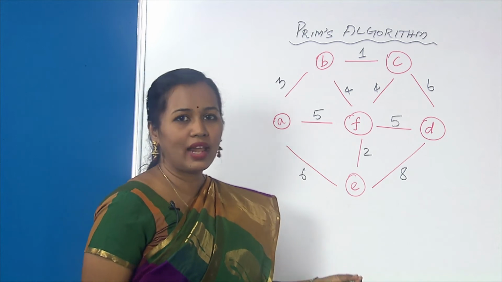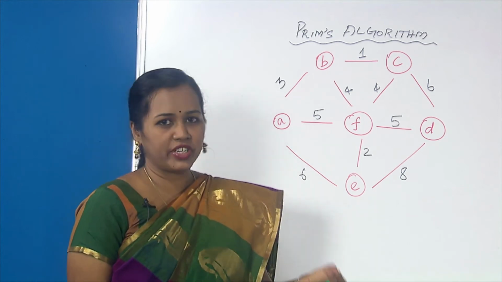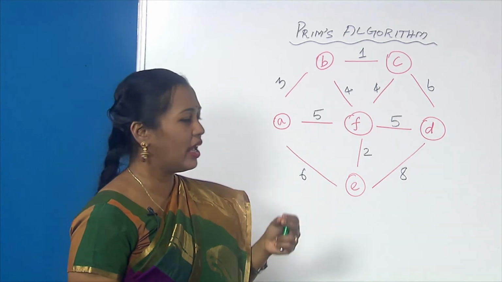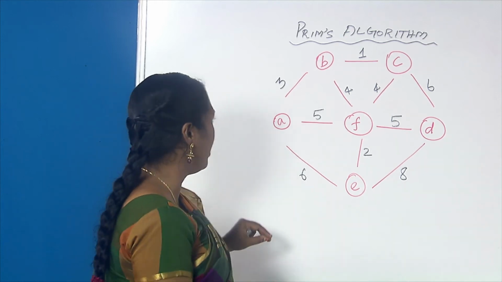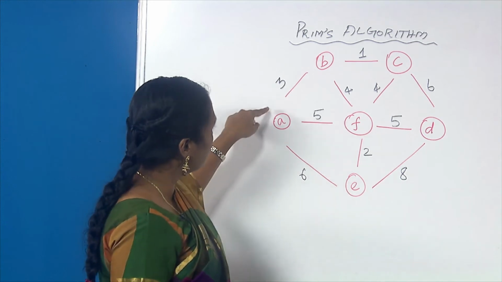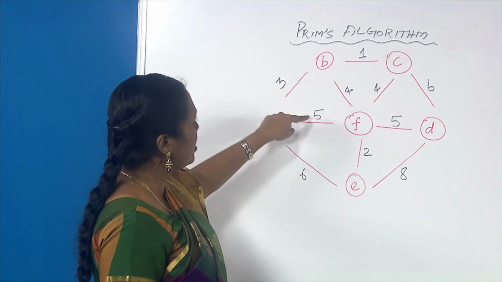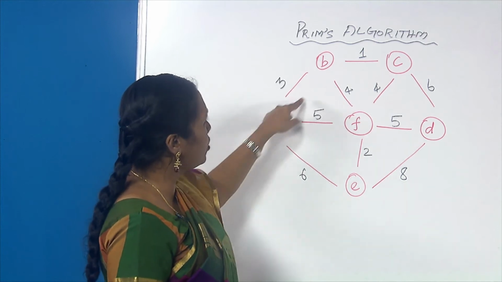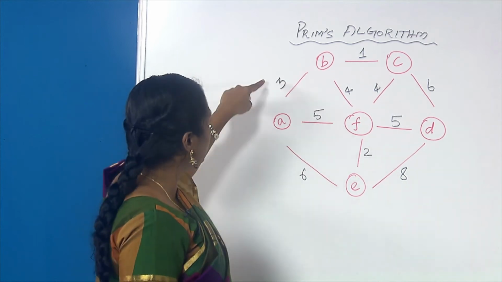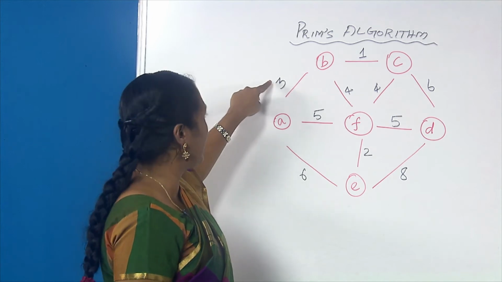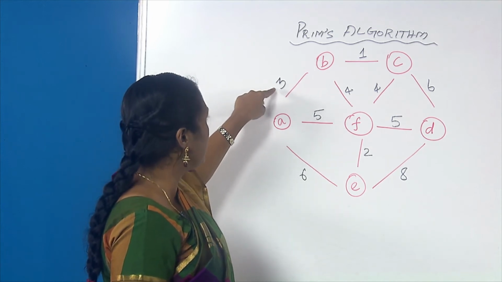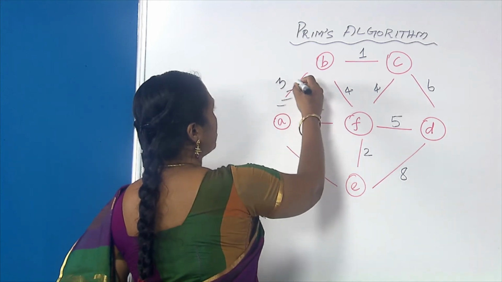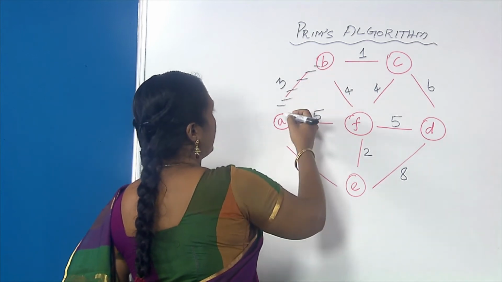Now, in Prim's algorithm, we usually start with a vertex. So, let us take A in an arbitrary manner. Now, the next vertex can be chosen in either of two ways. You can either go to F or you can go to B. But since 3 is the minimum edge here, the edge with the minimum weight, I am going to go with B. Therefore, I choose this edge and this vertex.